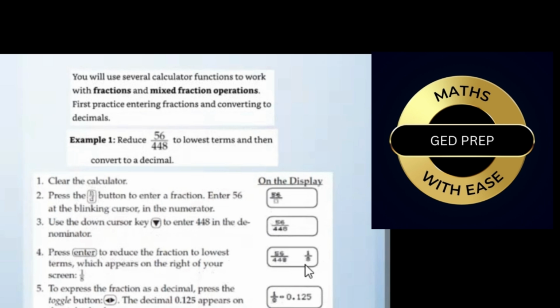And let's say that your test is telling you, once you've reduced your fraction to its lowest term, we need you now to express 1/8 as a decimal, you simply press the toggle key, remember, and the decimal equivalent will appear. And the decimal equivalent of 1/8 is 0.125.